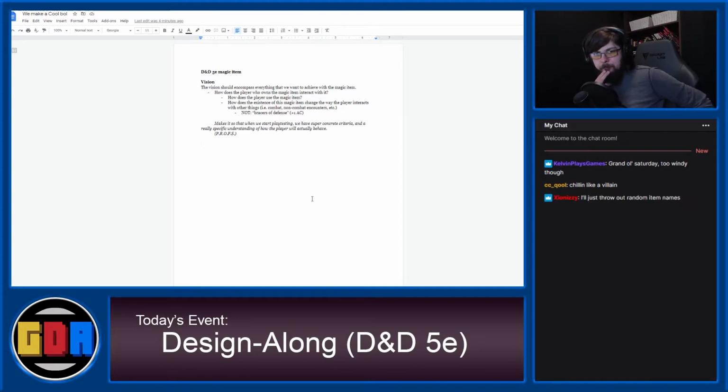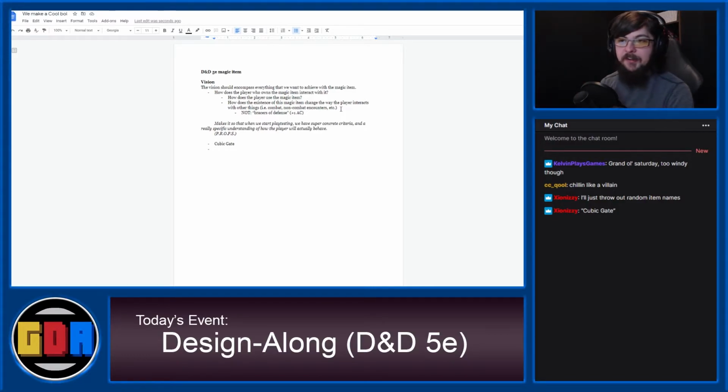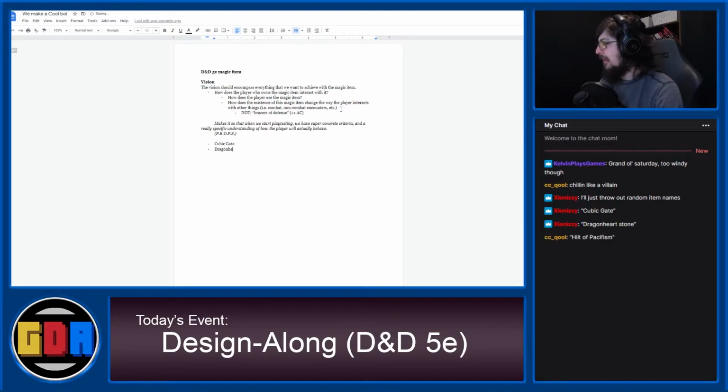Maybe, you know what? Random item names is a perfectly valid starting point. Sure. Go nuts. Cubic gate. You know what? Let's just start, cubic gate. Okay. Sure, that's one. By the way, it's totally valid to start with narrative here if you like. It doesn't matter. Cubic gate. Okay. Dragon Heartstone. These are very D&D names. Yes. Hilt of Pacifism. Okay. Sure. Yeah, no, keep them coming. These are good.